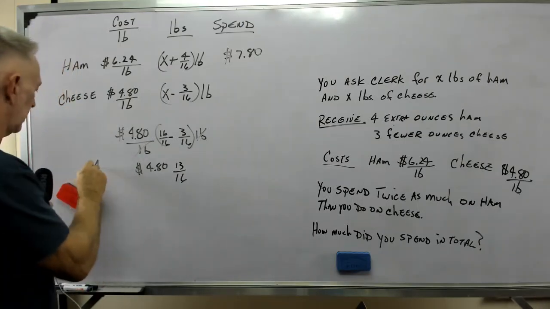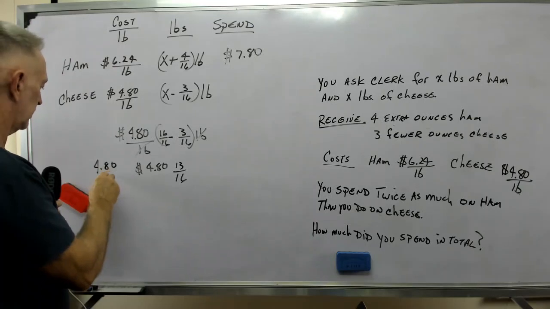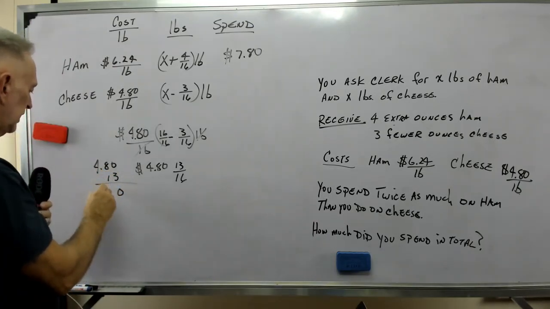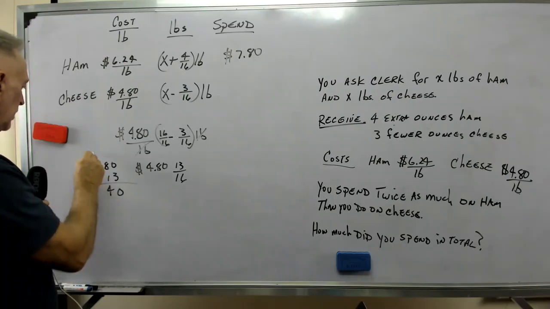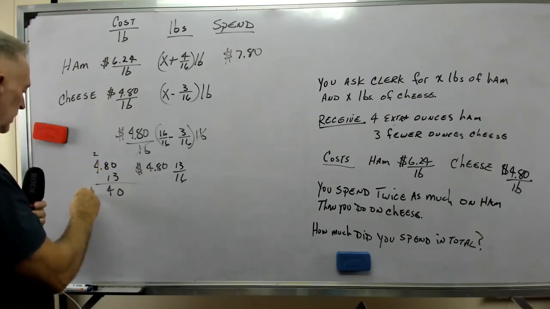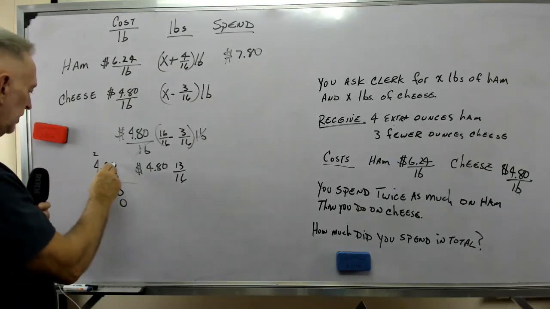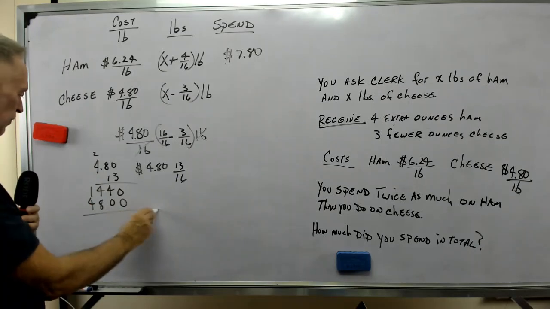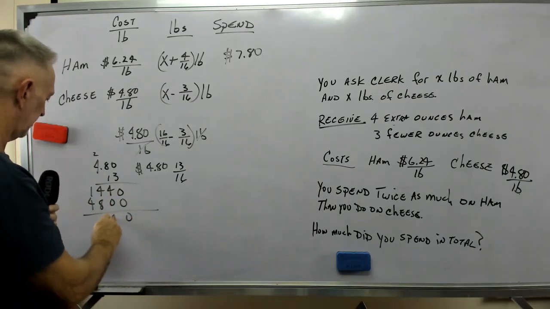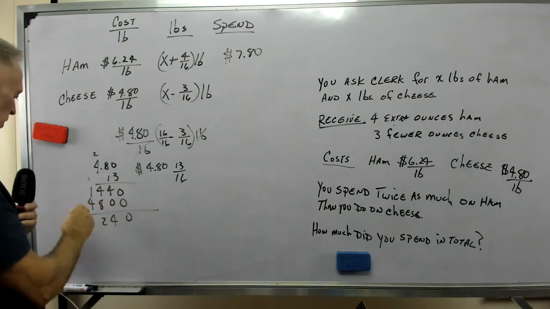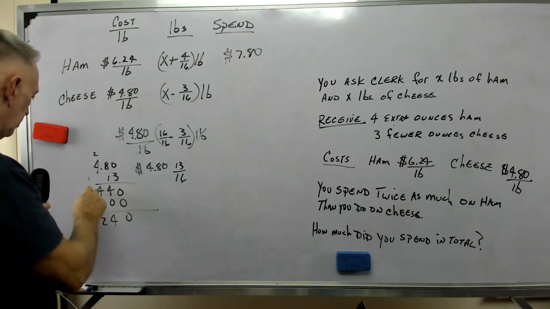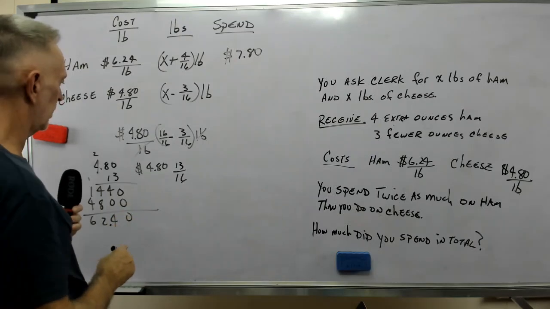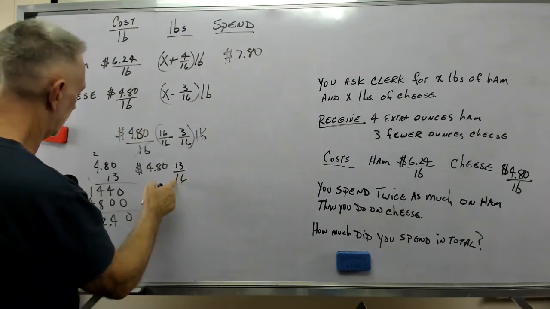All right, so 480 times 13. 3 times 0 is 0. 3 times 8 is 24. Carry the 2, 12, 13, 14. Drop a 0 down. 1 times 0 is 0. 1 times 8 is 8. 1 times 4 is 4. Add these up. 8 plus 4 is 12. Carry 1. 4 plus 1 plus 1 is 6. 2 decimal points, 6240. Divided by 16.